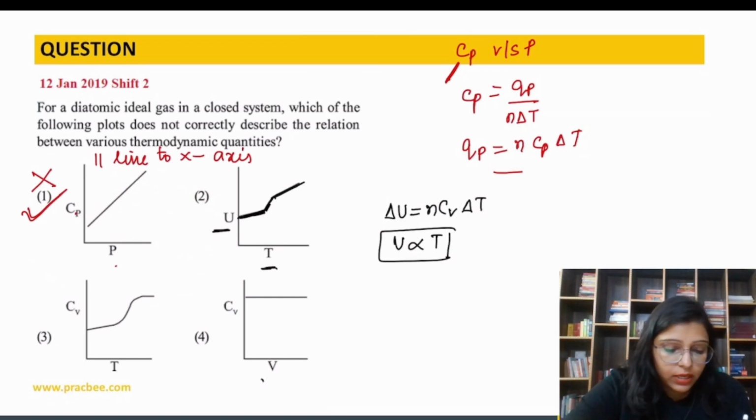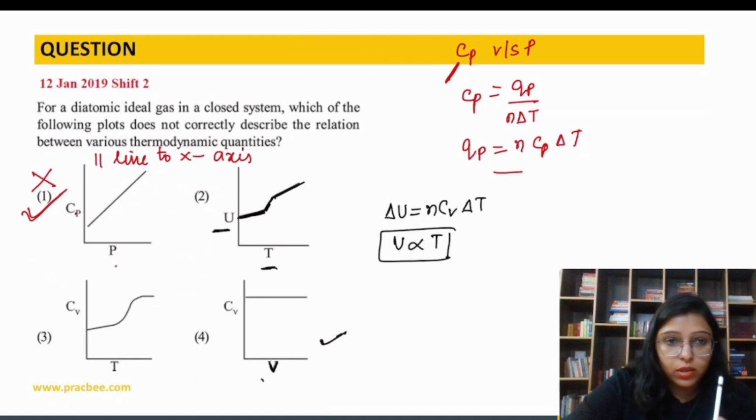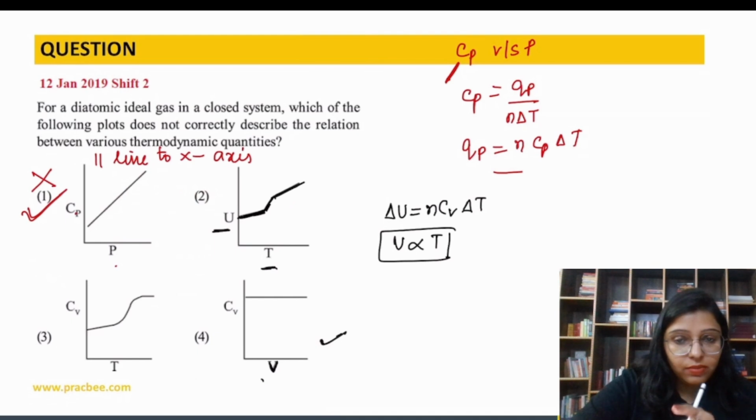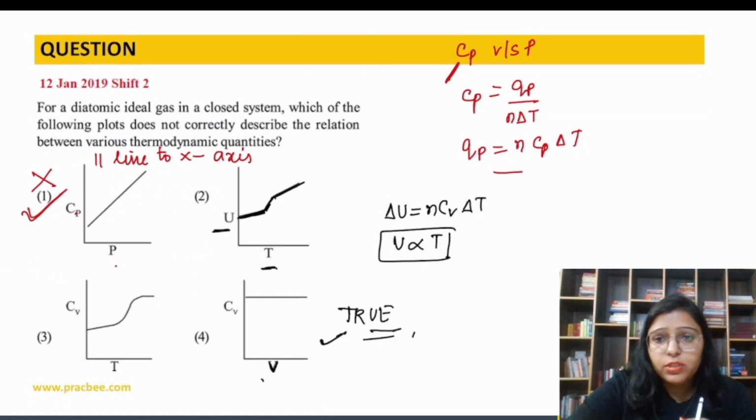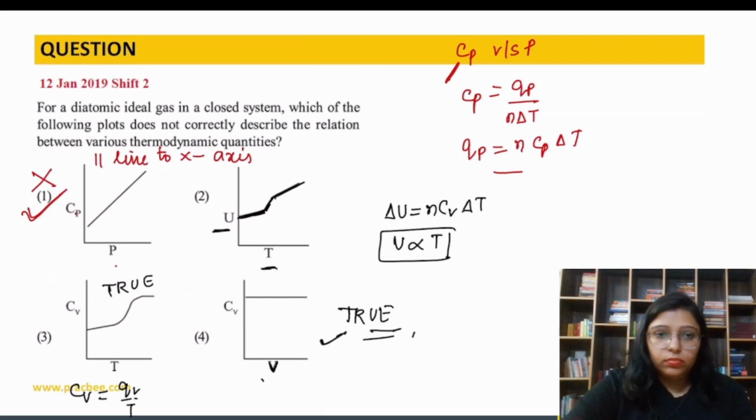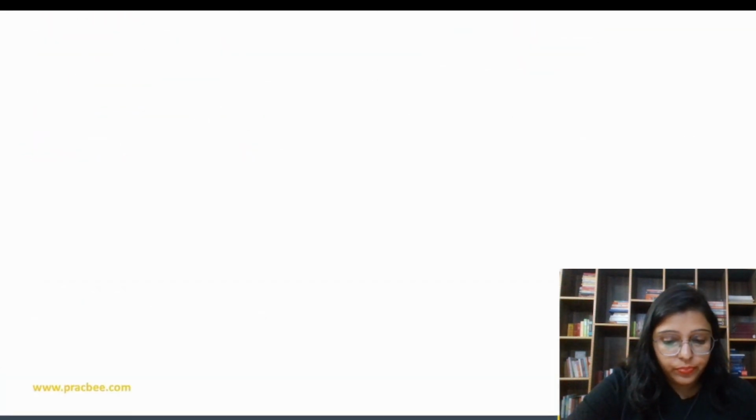See Cv versus V, it is okay, because Cv is heat capacity at constant volume. If we plot the curve between Cv versus V, we get a parallel line to the x-axis. So this is true. Now if we talk about Cv, that can also be true. Cv is equal to Qv upon delta T, right? So this can also be true. That's it. So the answer is going to be 1.